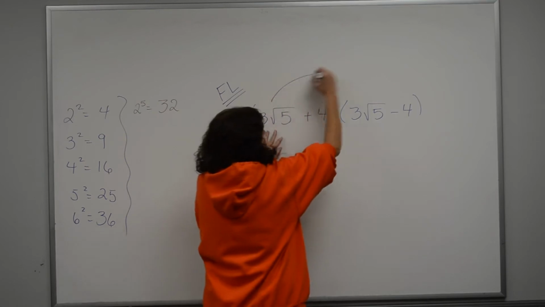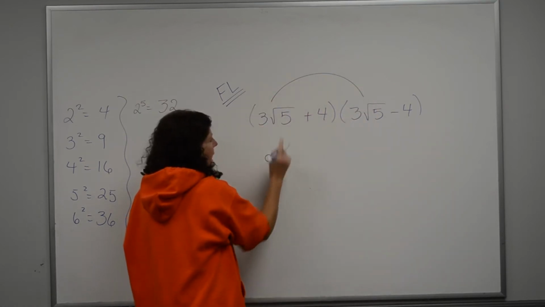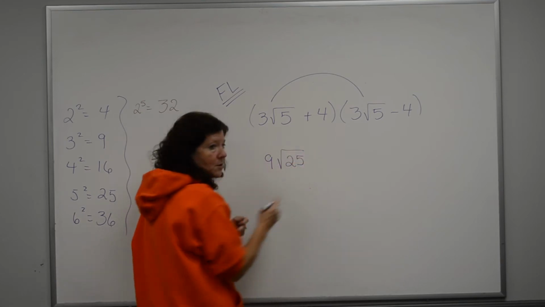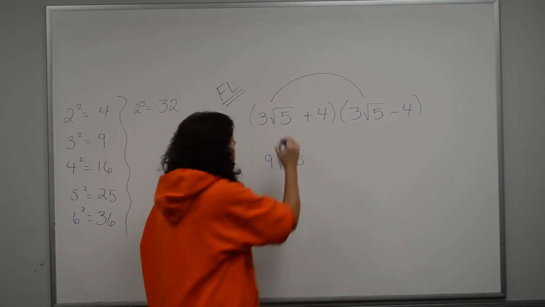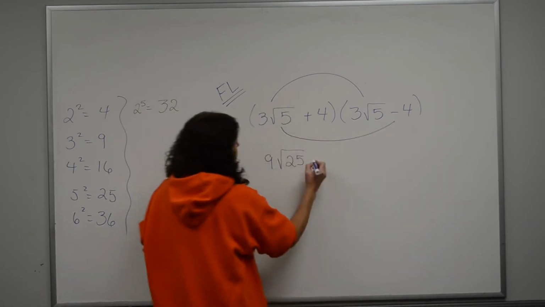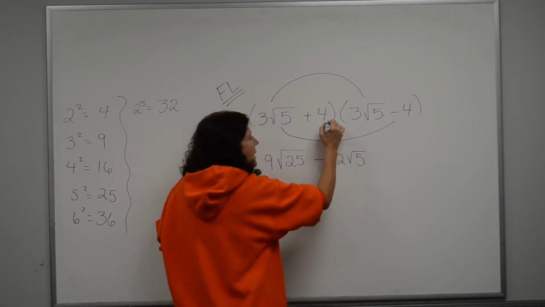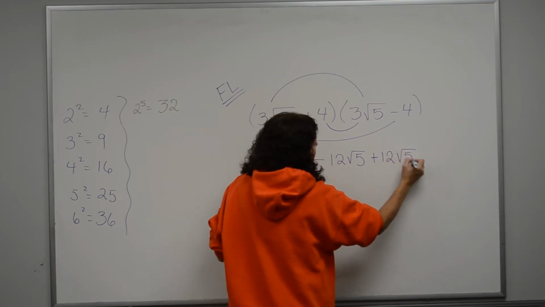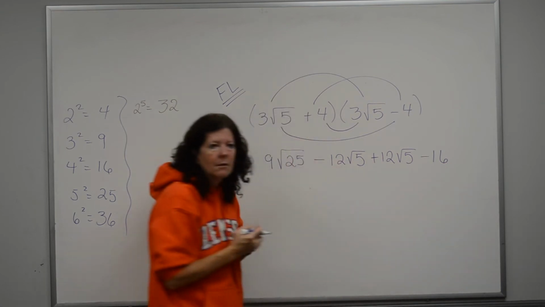Okay, when I do first, I got 3 times 3, which is 9, square root of 5 times the square root of 5, which is the square root of 25, right? Okay, and that's going to break down, but don't worry about it yet. Okay, this is going to give me a negative 12 on the square root of 5. This is going to give me a positive 12 on the square root of 5. And when I do last, I'm going to have a negative 16.